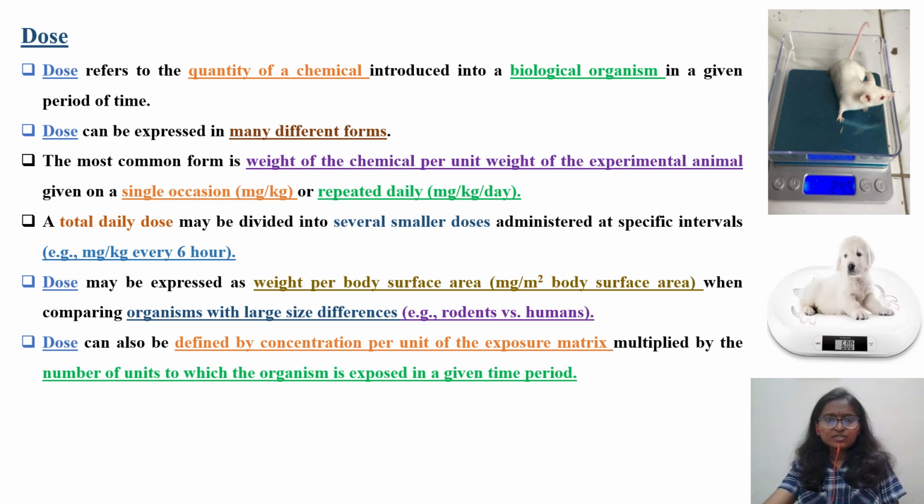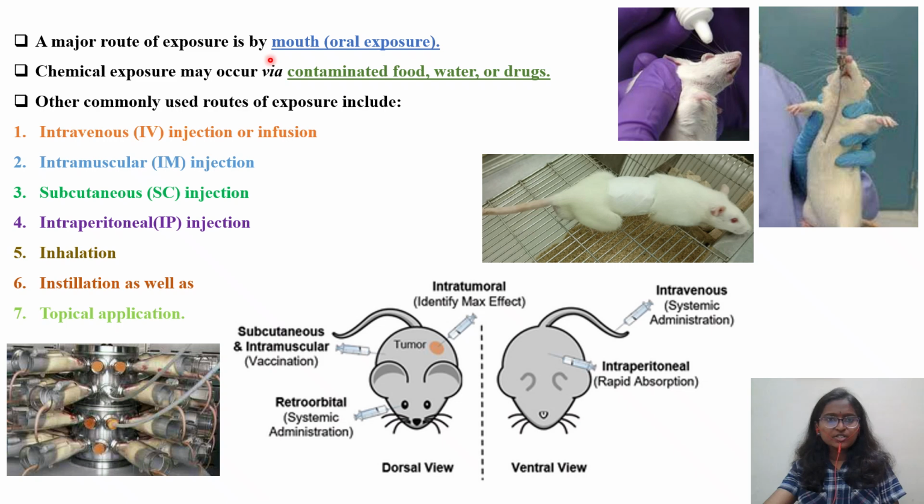Next slide, we'll see a major route of exposure is by mouth, that is oral exposure. Chemical exposure may occur via contaminated food, water or drugs. Other commonly used routes of exposure include intravenous injection for infusion, intramuscular injection, subcutaneous injection, intraperitoneal injection, inhalation, instillation, as well as topical application. This will be in the case of the ophthalmic route, and this will be in the dermal route.